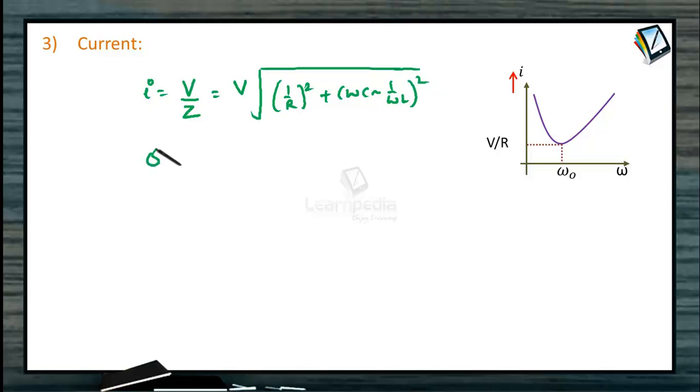And the phase phi will be tan inverse of (IC minus IL), that is (omega C minus 1 by omega L) divided by 1 by R. So we can calculate the phase from here.